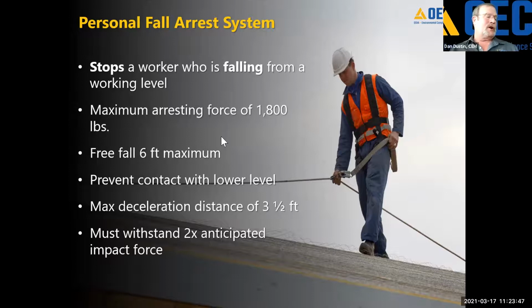So these systems are actually designed to arrest that fall within a distance of 3.5 feet. And it has to be engineered so that I can prevent contact with the lower level or not strike anything sticking out on the way down. So that's another consideration when I am looking at these systems. When I consider my fall protection system, I look and make sure that it's not just hitting the next lower level, but that I can't hit anything sticking out on the way down as well.